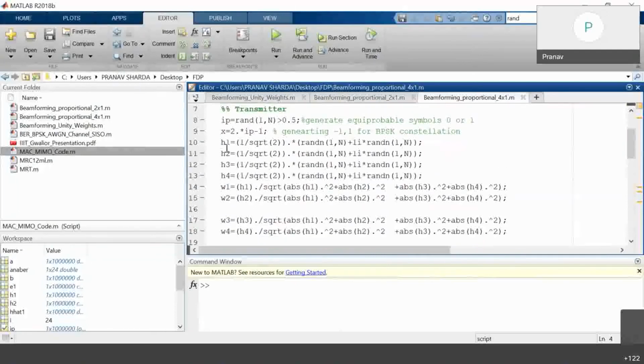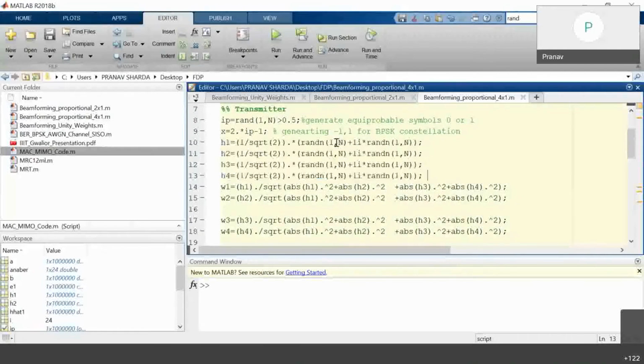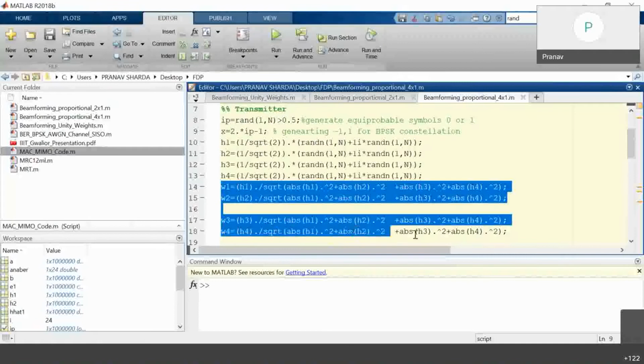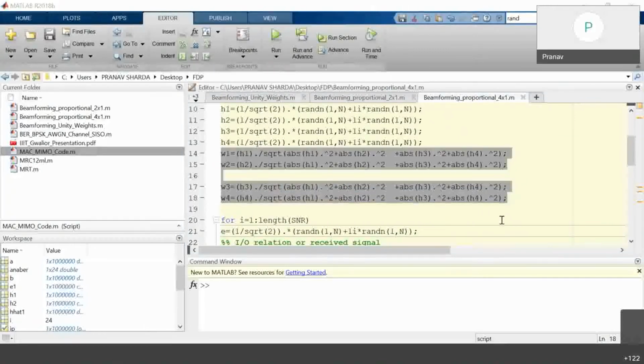So here we have four transmitters, and we have generated 4 complex valued channel coefficients. The transmitted symbol is the same, BPSK constellation. The weights would be 4 in count because we have 4 transmitters. So there would be 4 transmit beamforming weights corresponding to the 4 transmitters, as I have highlighted here: W1, W2, W3 and W4. They have been defined according to this formula.